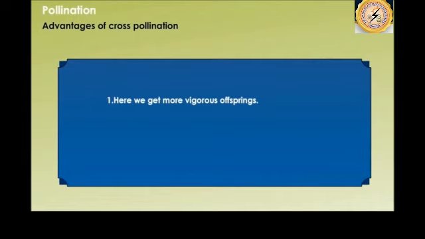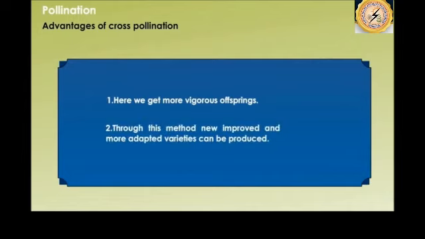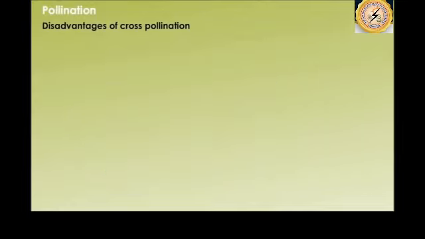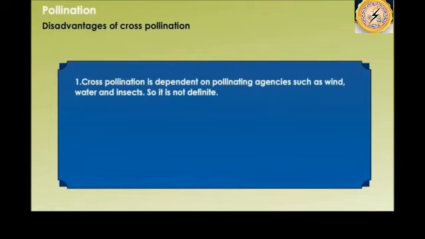Focusing on the advantages of cross pollination, here we get more vigorous offspring, more strong offspring. And through this method, new, improved and more adapted varieties can be produced. So new varieties and more varieties can be generated. Furthermore, into the disadvantage of it, now cross pollination is dependent on the pollinating agents such as the wind, water and the insects. So it is not definite. It can take place at any time.